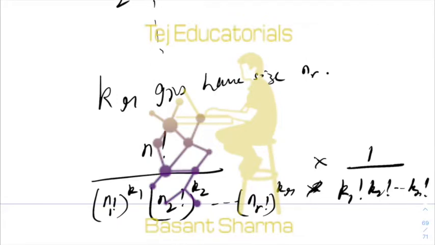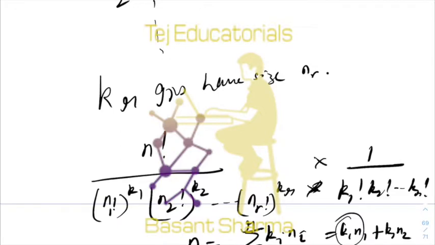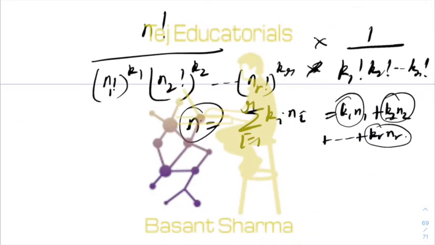Now, it is clear that n is equal to summation ki ni, i equal to 1 to r, that is k1 n1 plus k2 n2 and so on till kr nr, because k1 groups have size n1, so k1 n1 elements from there, k2 n2 elements similarly from there, and kr groups have size nr, so total number of elements in kr groups is kr into nr. So the sum of these will be n. That is fairly obvious.